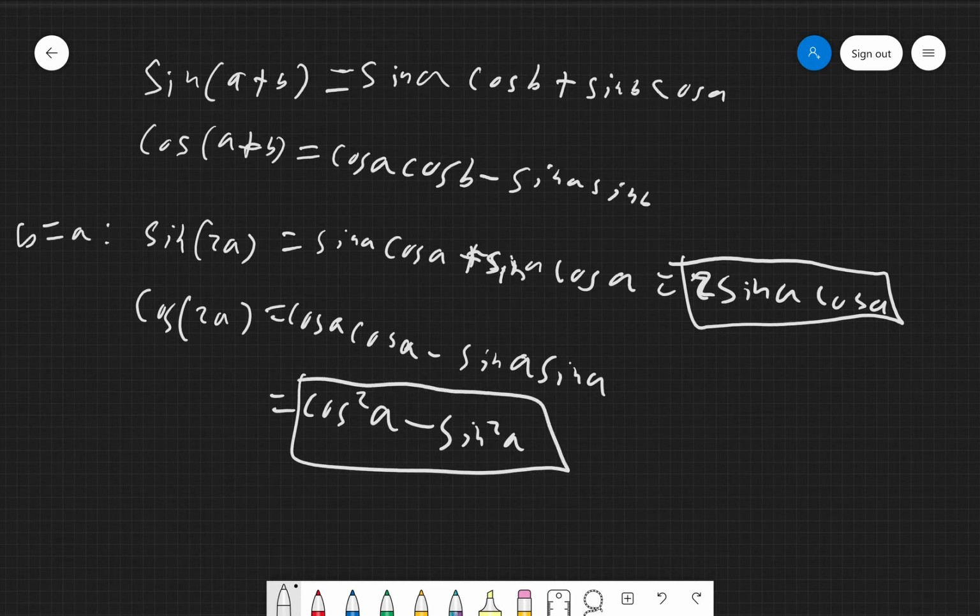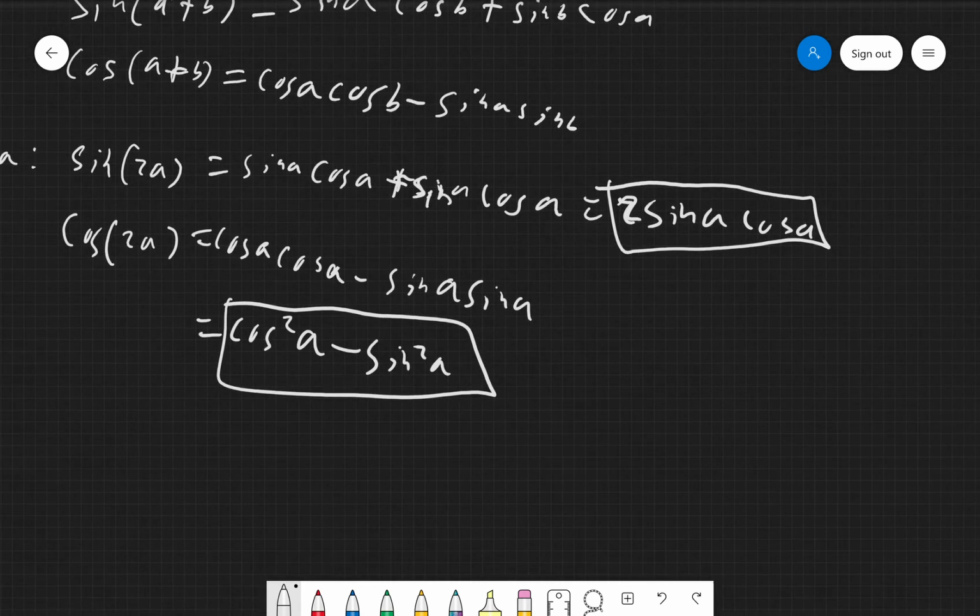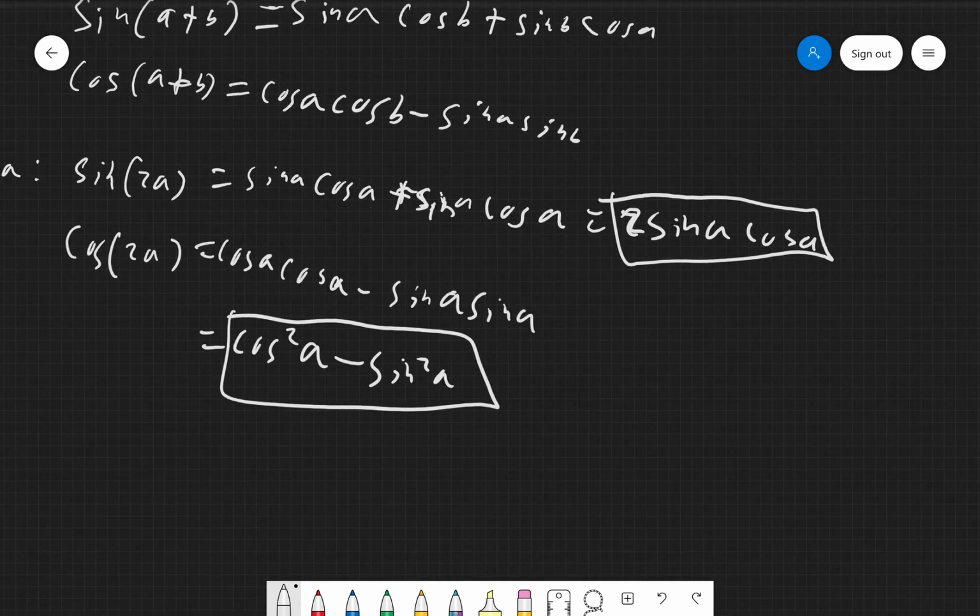Notice that we see the squares of cosine and sine. So we see the relation with the trigonometric Pythagorean identity, which is cosine squared of a plus sine squared of a equals 1, no matter whatever angle a is. So now we can use that here. From that, sine squared of a is equal to 1 minus cosine squared of a, and cosine squared of a is equal to 1 minus sine squared of a.